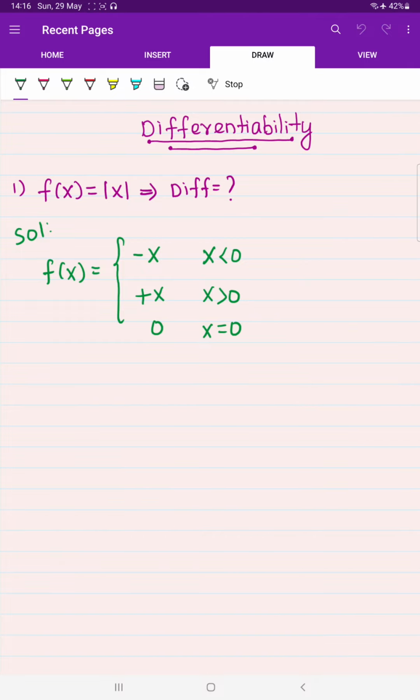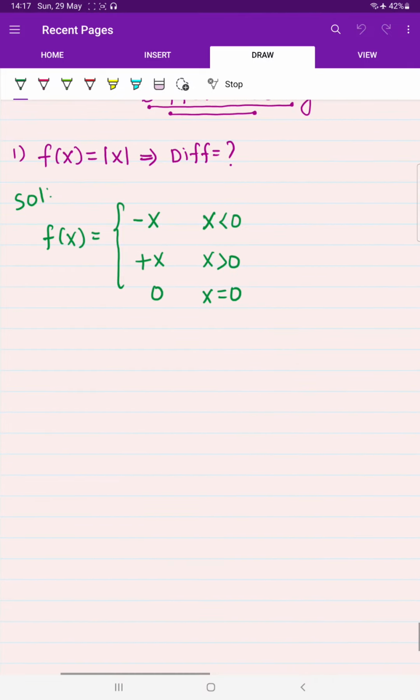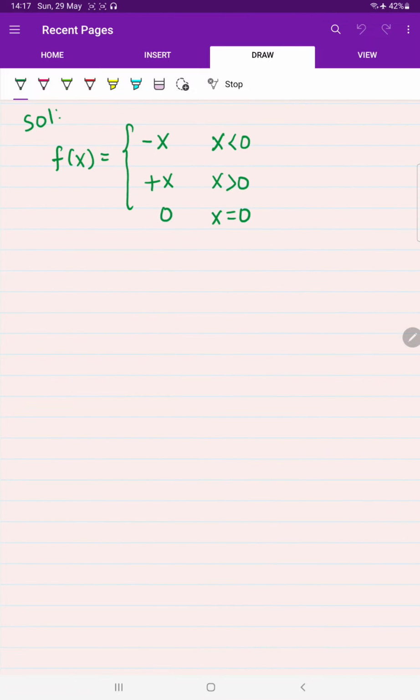How should I do this, sir? Here you know how to define f of x first, right? Because its limits are not given, mod x can be rewritten as minus x when x is less than 0, and plus x when x is greater than 0. Now it's time to solve this question.